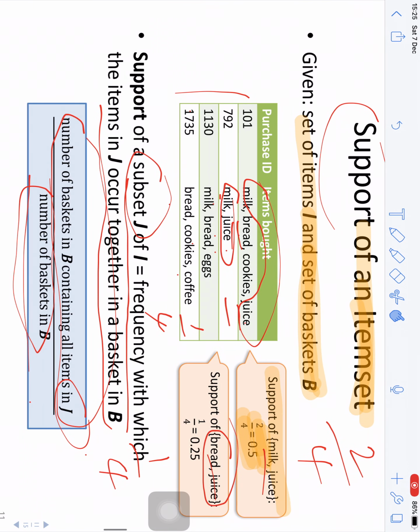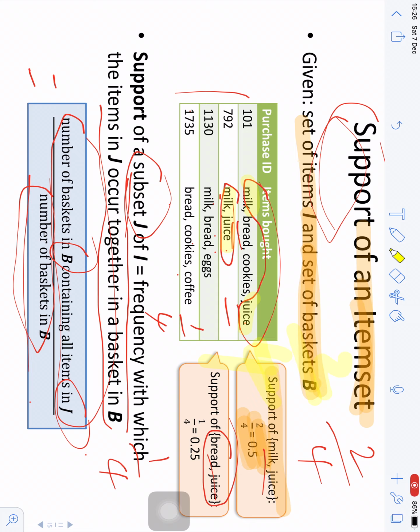Firstly, we introduce the concept of support. The support of a subset G of I is the frequency with which the items in G occur together in the baskets in B, which is equal to the number of baskets in B containing all items in G divided by the number of baskets in B. For example, what is the support of milk and juice? We find all baskets with milk and juice: once, twice, and in the following one. So the support of milk and juice is 2 divided by 4, which is 0.5.